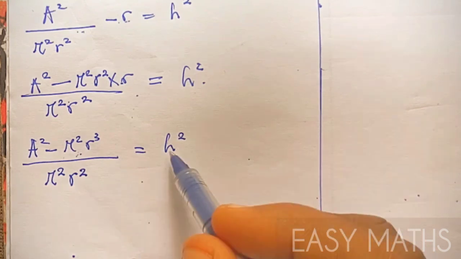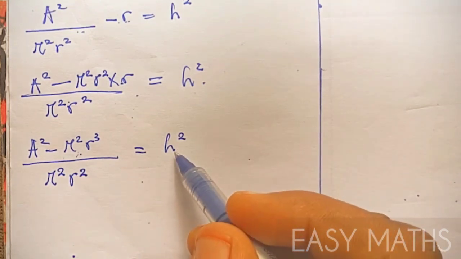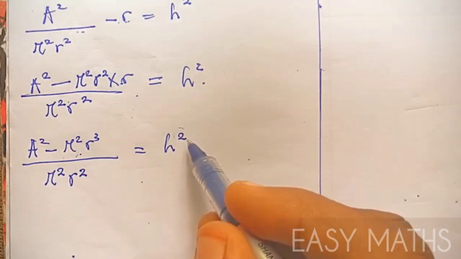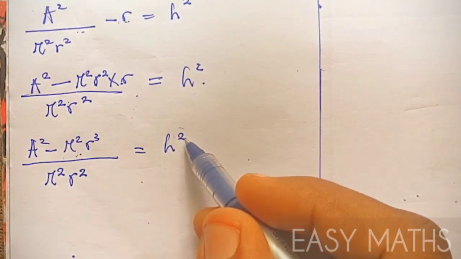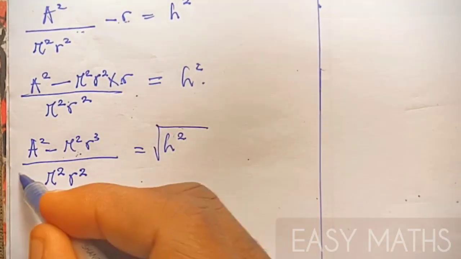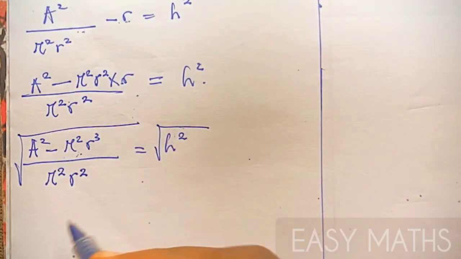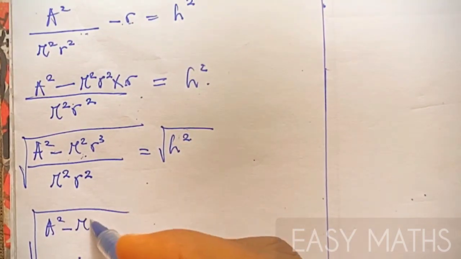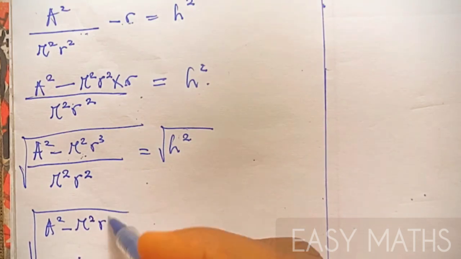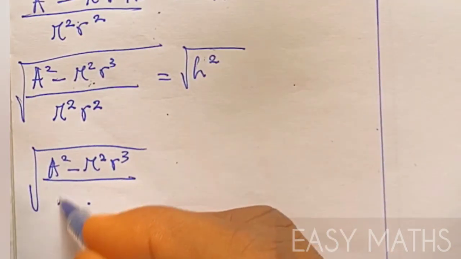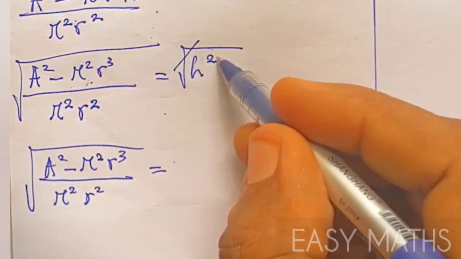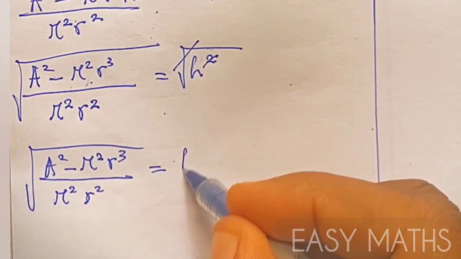Now remember, we are making h the subject of the formula, not h squared, so we are going to see how we can bring this square over to this side. The inverse operation of square is square root, so we square root both sides. We are going to have the square root of a squared minus pi squared r cubed over pi squared r squared, and this square root will cancel this square. We're going to have h.